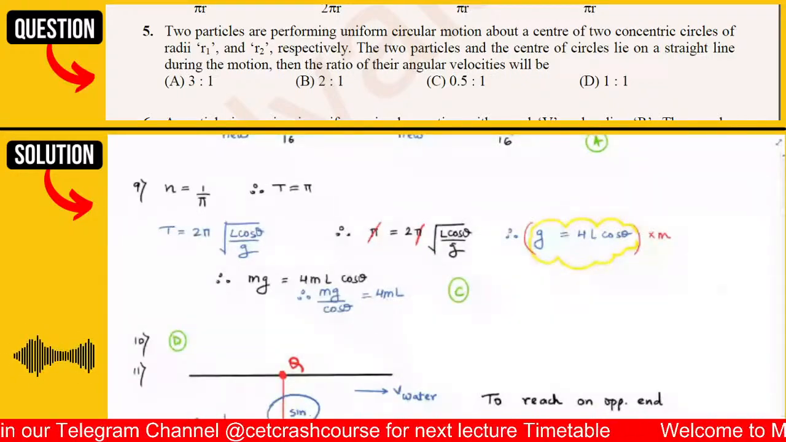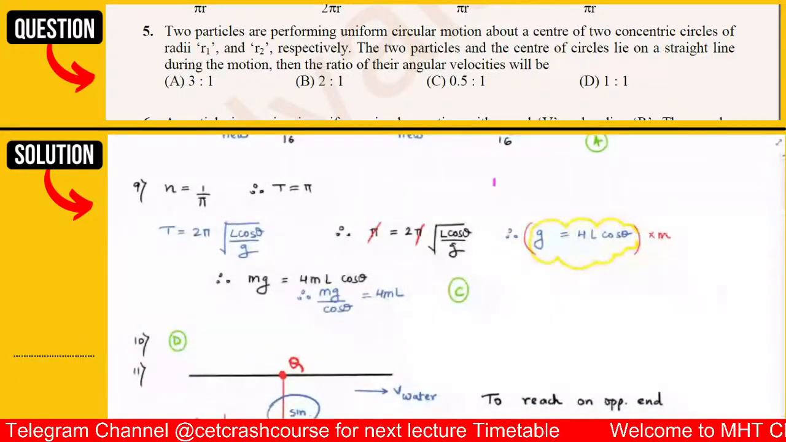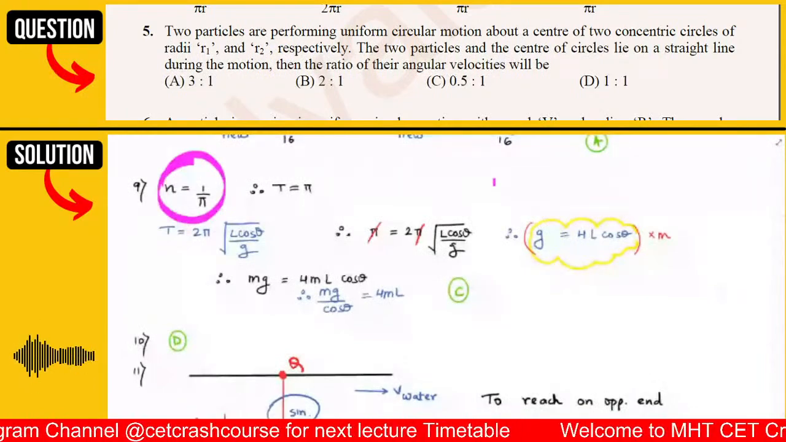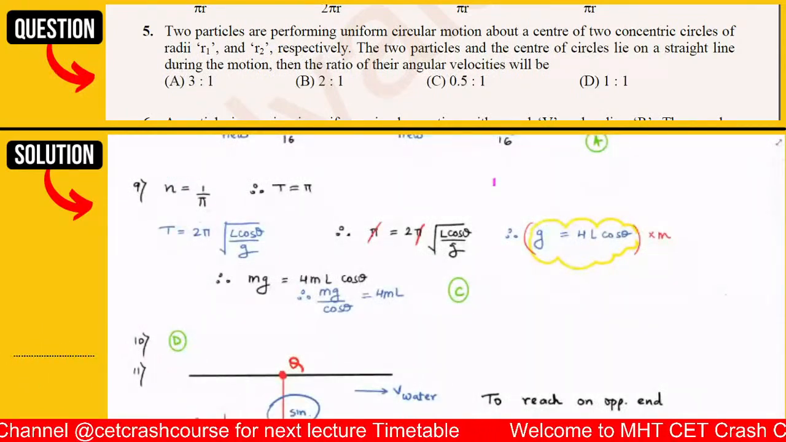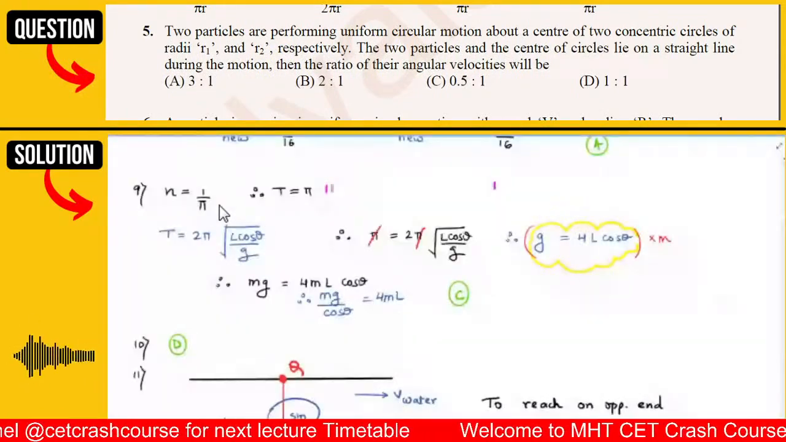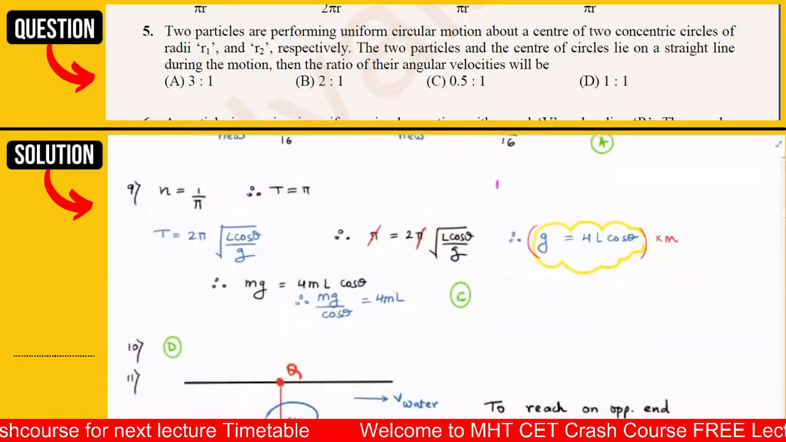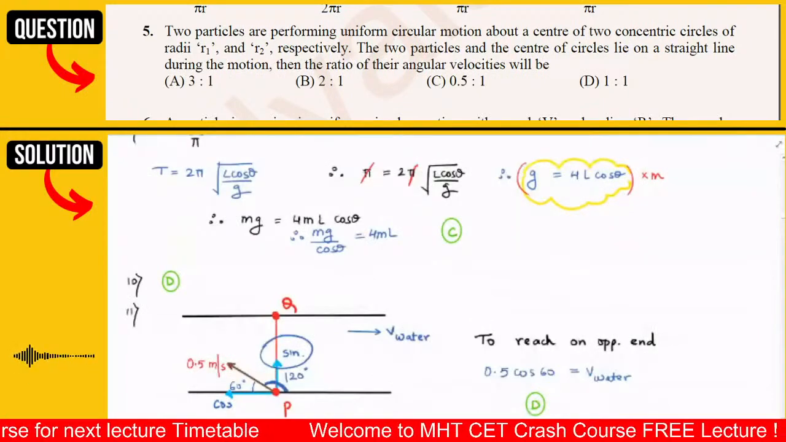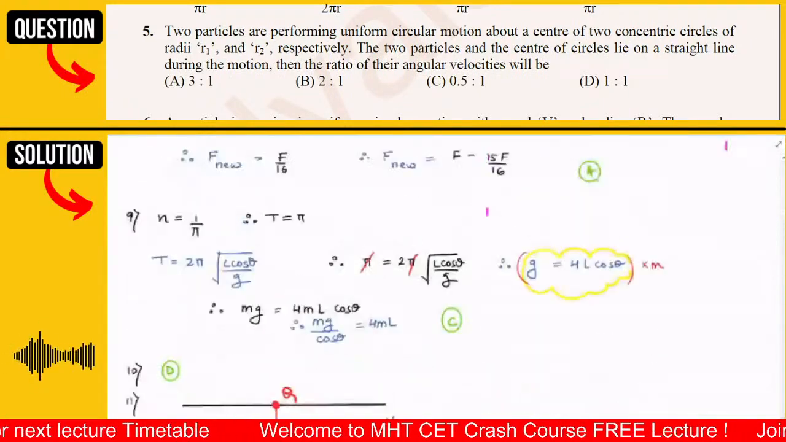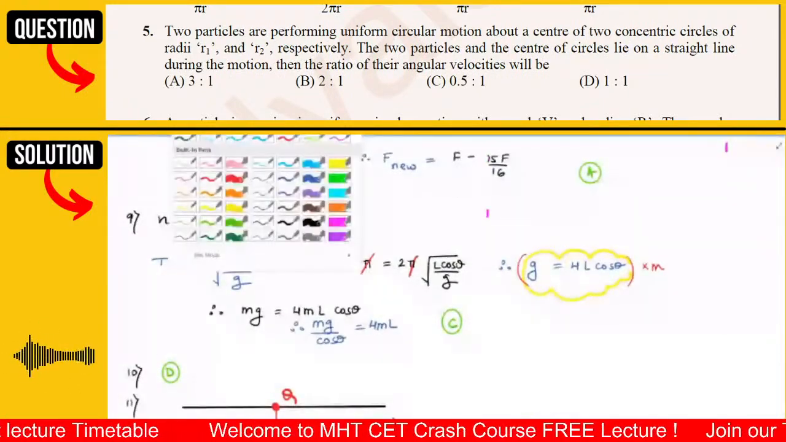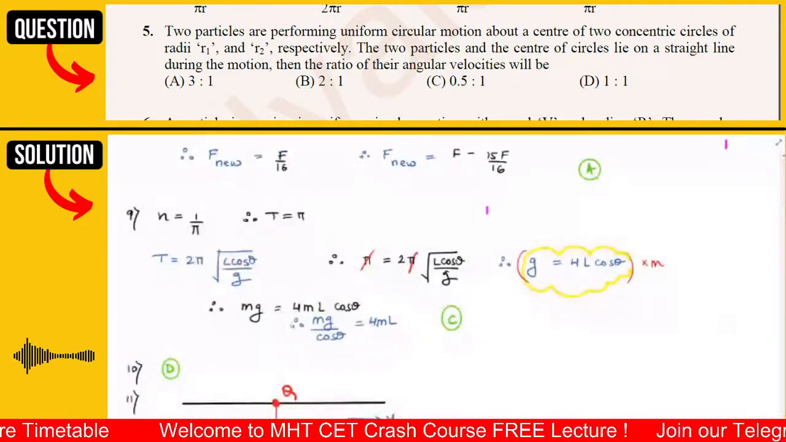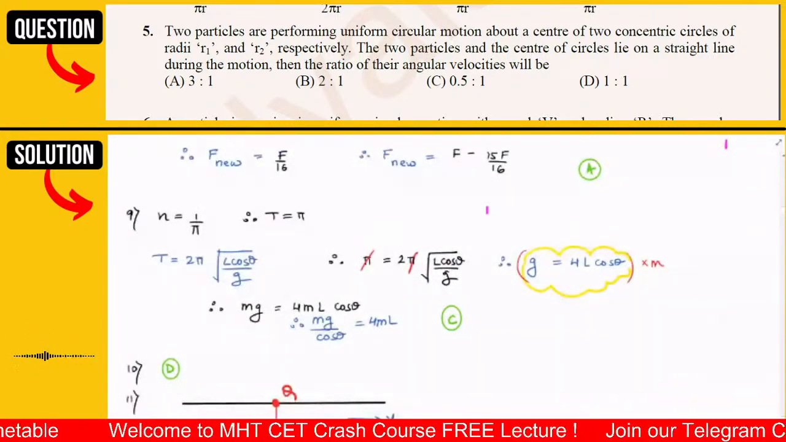So we can start by writing the fact that frequency is given to us as 1 upon pi. Since frequency is the reciprocal of period, can we say time period will be pi seconds, beta? Time period will be pi seconds. Now use the formula to calculate time period of conical pendulum. It is 2 pi under the root of L by g cos theta.